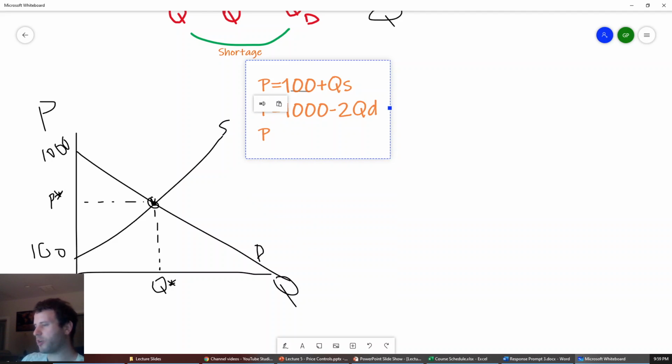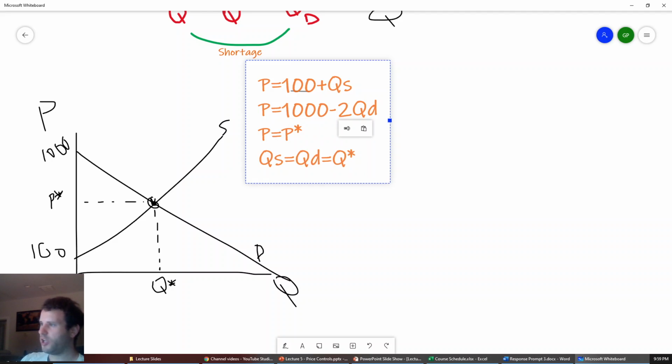Well, for equilibrium, you have one P, and that's equal to P star. You have one Q, and that's equal to Q star. And your Q star is going to be the same thing: quantity supplied and quantity demanded. Okay, so there's one quantity supplied, one quantity demanded, and one price at equilibrium.